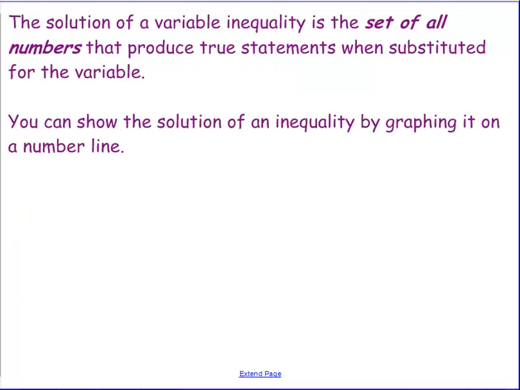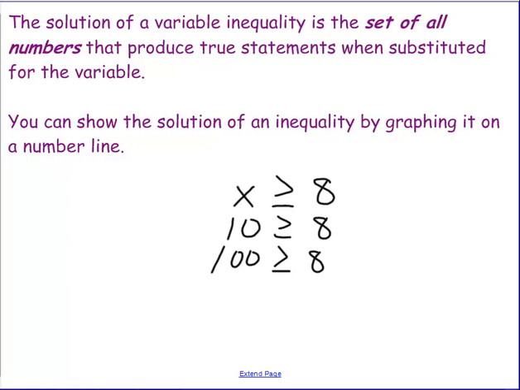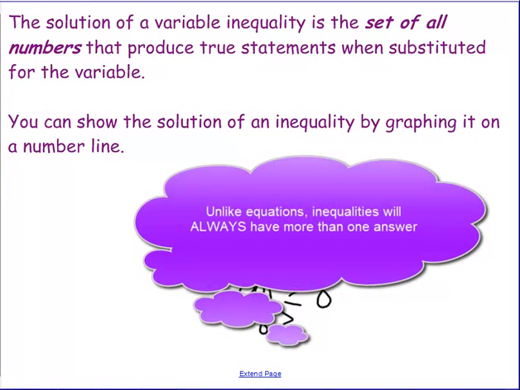That takes us into our idea of a solution. The solution of a variable of inequalities is the set of all numbers that produce true statements when substituted for the variable. Go back to that example of x is greater than or equal to 8. Any number of values can work for x in this case and still be true. We see that 10 is greater than or equal to 8. We see that 100 is greater than or equal to 8. And we could even go as far as to say that 1,000 is also greater than or equal to 8. Because it's an equal sign, we could even say that 8 is greater than or equal to 8.